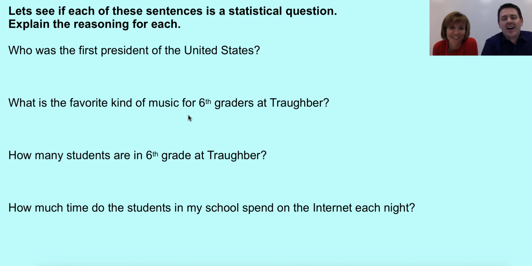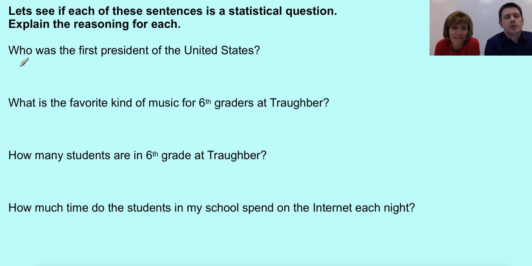All right, so we're going to go through these first 4 examples with you. Notice the instructions up top. We're going to decide if it's a statistical question, but you need to explain your reasoning. So refer to those 2 requirements. Which requirement does it meet?